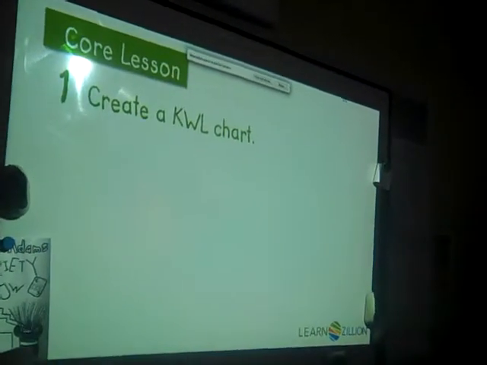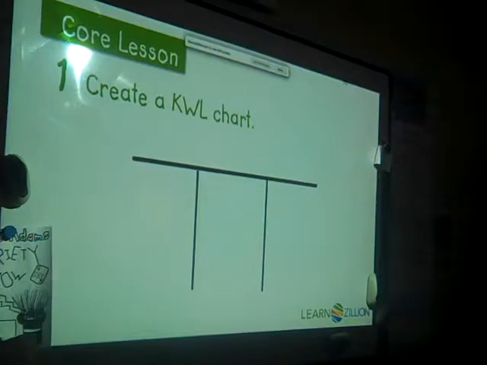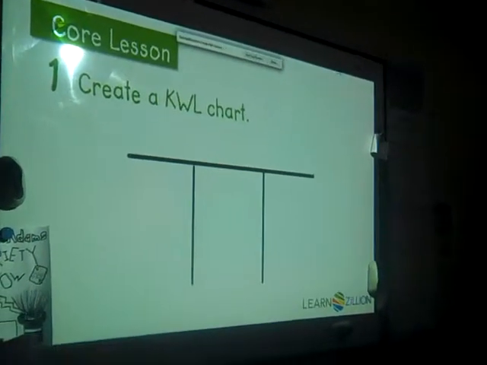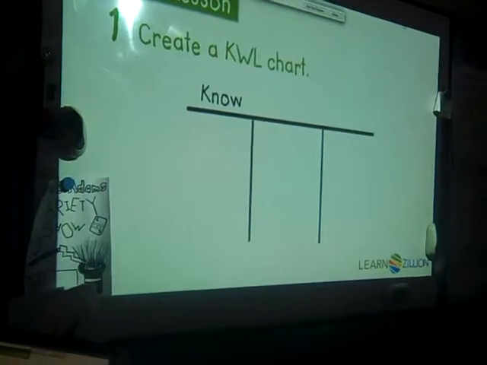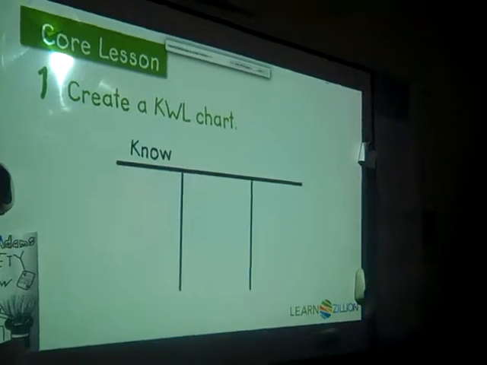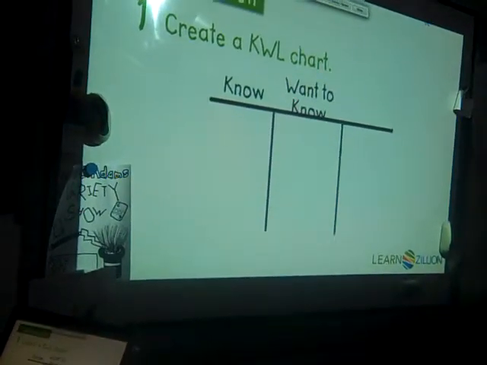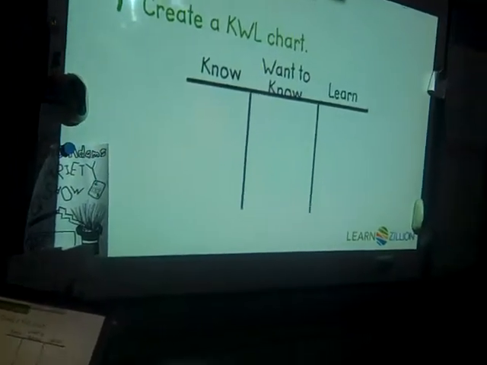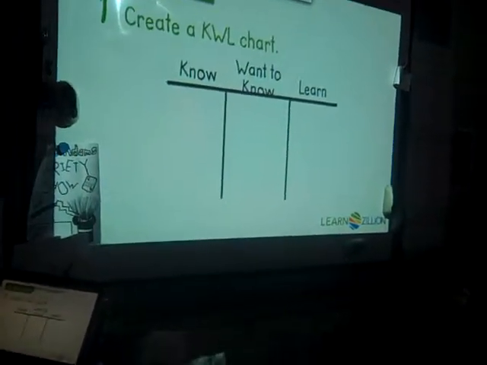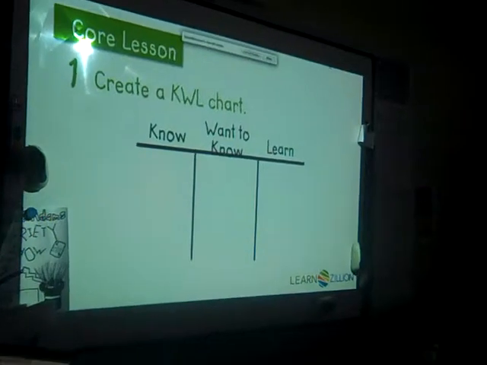First, create a KWL chart. And that looks like this, with three sections. The first section is for the know, that's the K, what you already know about the topic. The second is the W, what you want to know. These are the questions you have about your topic. And the L is learn, for what you're going to learn about the topic when you find your resources.